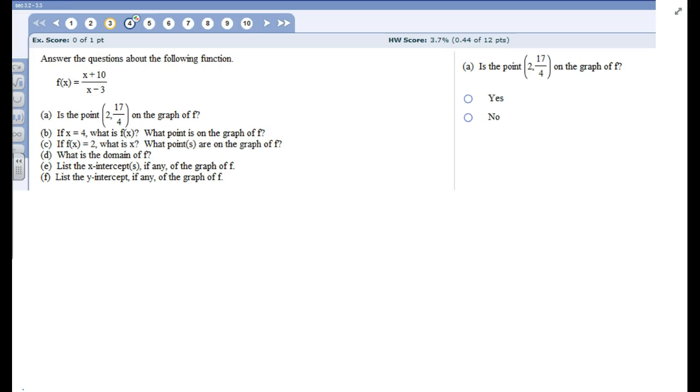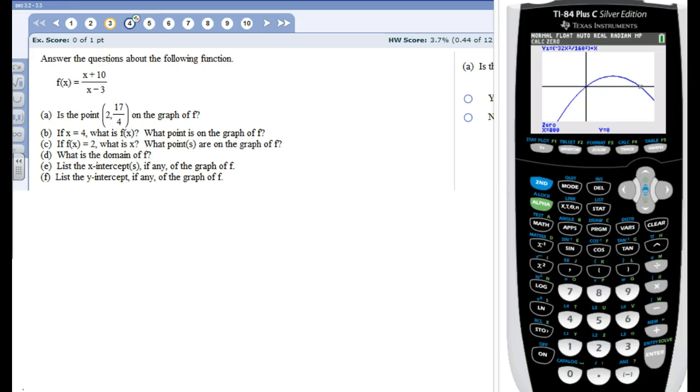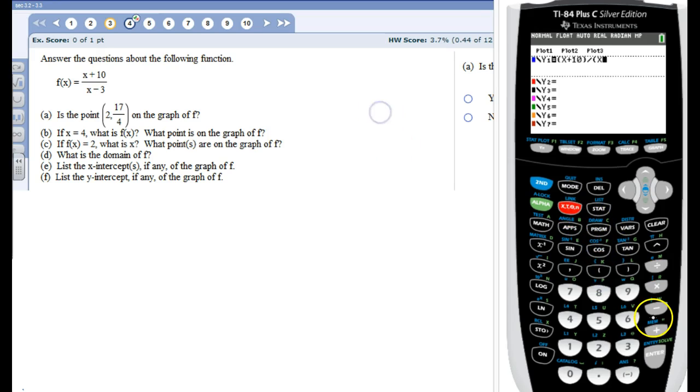And the question is, given this graph, find out if this point is on the function, and you can actually let x be 2 and solve for f at x, which is the y value. I think the easiest way to do this is to go to your calculator, though, and just type it in. The hard part is just making sure that you're encasing the numerator and the denominator with parentheses. So if you don't type it in correctly, of course, you're not going to get correct answers.